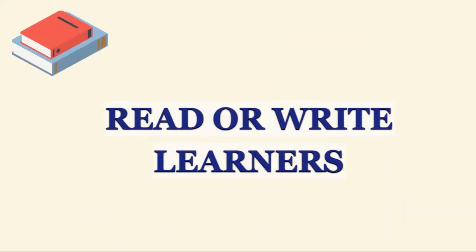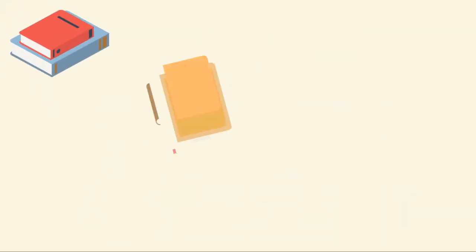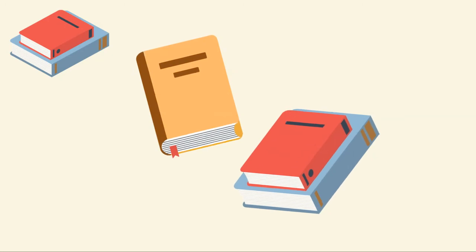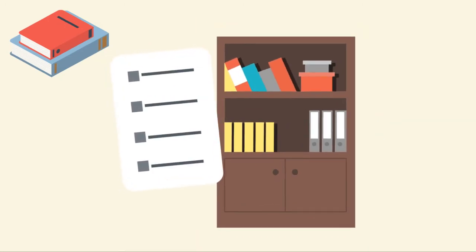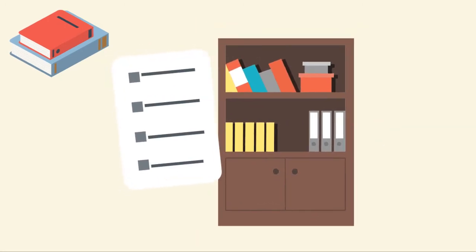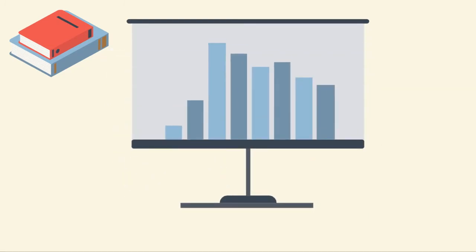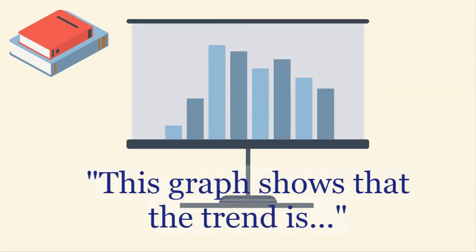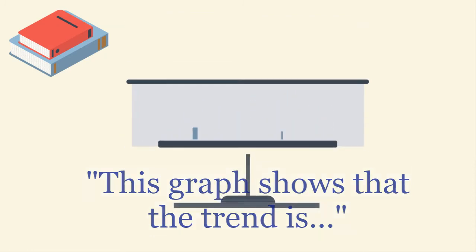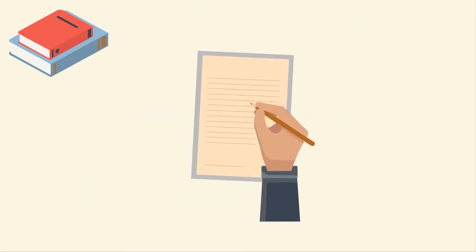For read or write learners, give them dictionaries, glossaries, and reading materials. Encourage them to organize things by category or by priority. Supplement diagrams and graphs with statements like, "This graph shows that the trend is." Give them space to go over their notes silently.